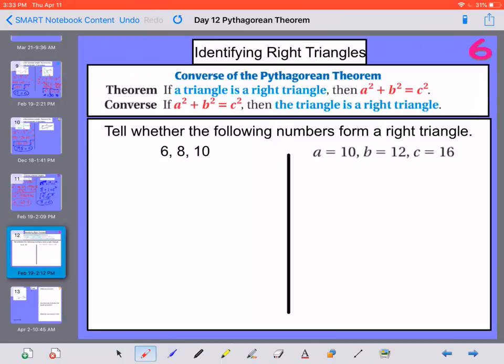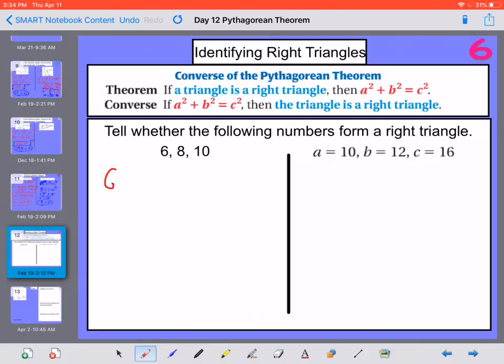Now we need to identify right triangles. So the theorem is, if a triangle is a right triangle, then a squared plus b squared equals c squared. The converse, or the opposite of that, if a squared plus b squared equals c squared, then the triangle is a right triangle. So if a squared plus b squared do add up to equal c squared, then our triangle would be a right triangle.